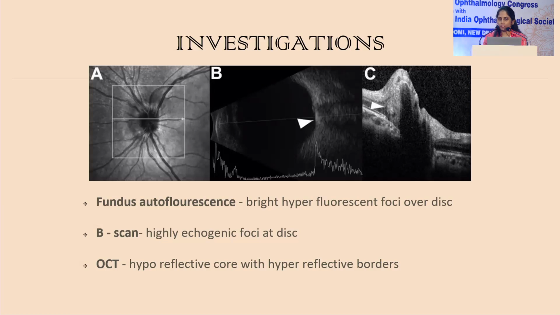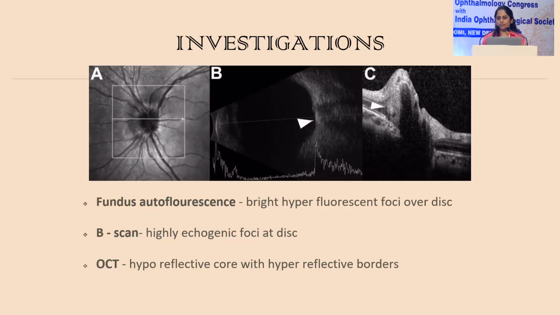If it is a superficial drusen, you can pick it up with fundus autofluorescence, where it gives a bright hyperfluorescent foci over the disc. The easy way of diagnosis is a B-scan. B-scan can show a highly echogenic foci over the disc.